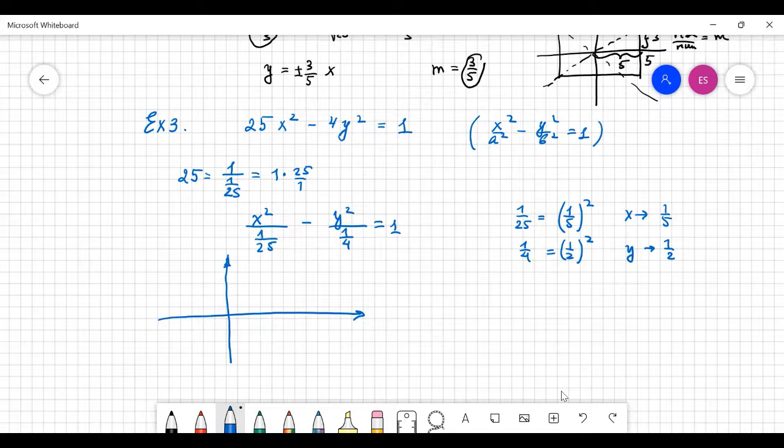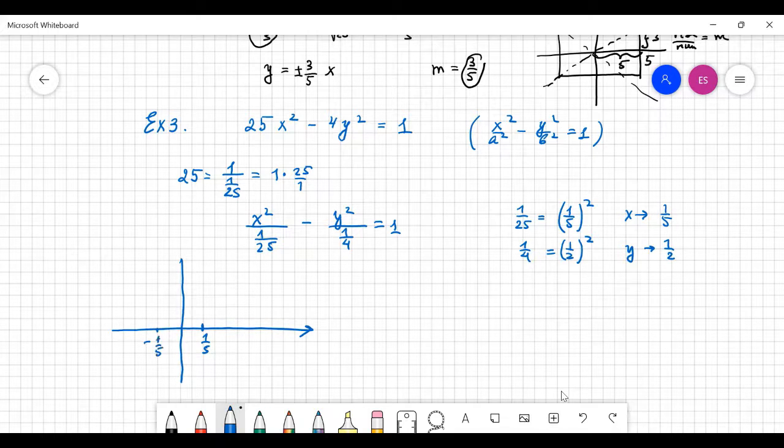So 1 over 5 is less than 1 over 2. So I'm going to label somewhere here 1 over 5. Let me make it nicer. So let's imagine that this is 1 over 5. Negative 1 over 5, and 1 over 2 is about twice bigger, right? It's supposed to be somewhere here. Well, I'm trying to make it as nice as possible. And draw asymptotes.